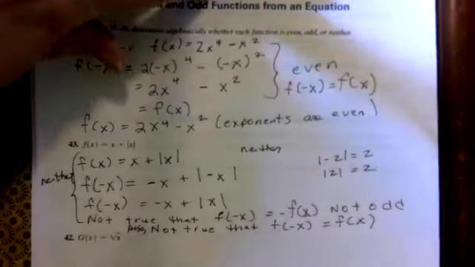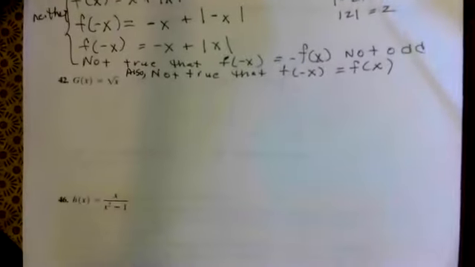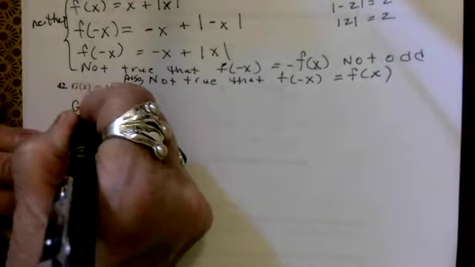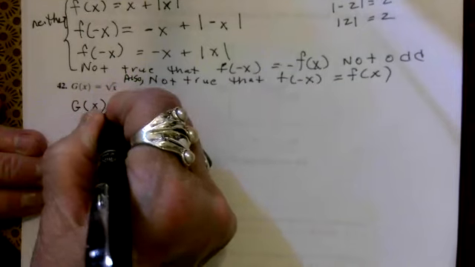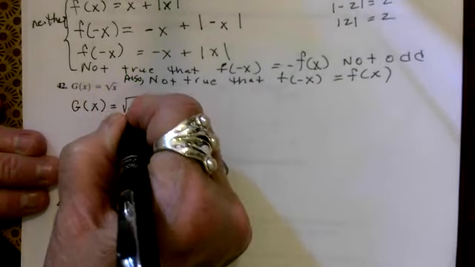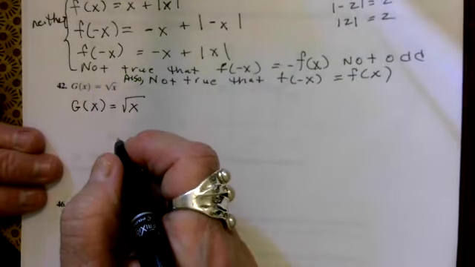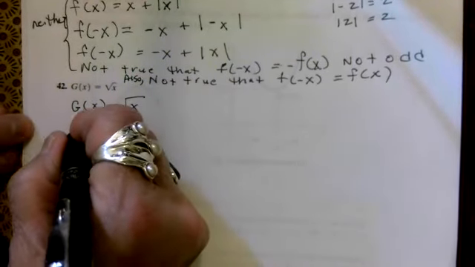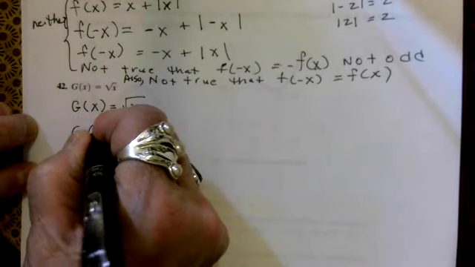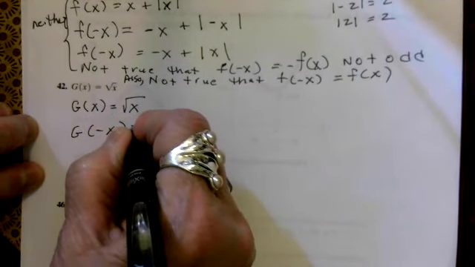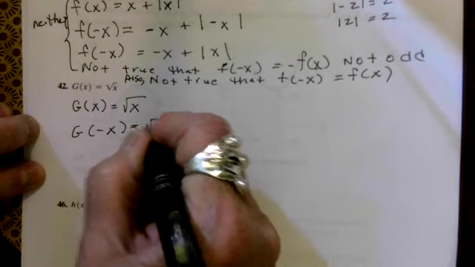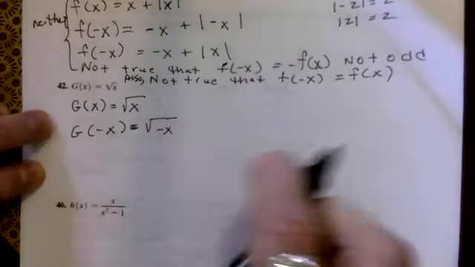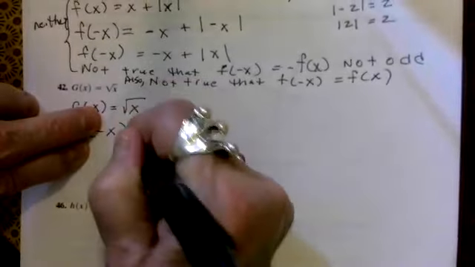Now let's look at this third function down here. And we've got g of x equals the square root of x. So let's put a negative in here. So we'd have g of negative x equals the square root of negative x. That's an equal sign right there.